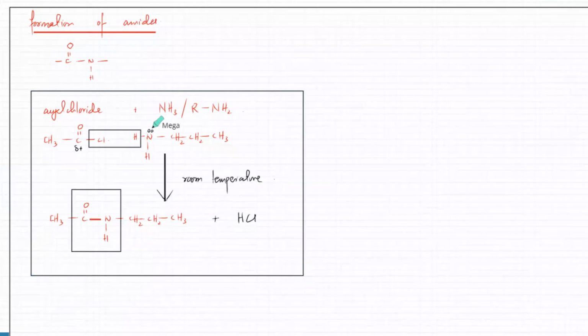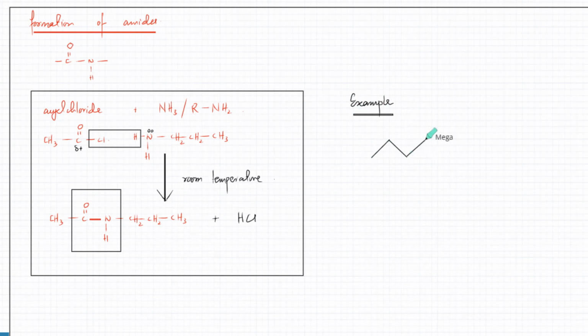So I'm just going to do a couple of reactions using skeletal formulas as examples. So let's say I have a skeletal formula of a molecule, and that molecule has NH2 on both sides. So over here there is N with 2 H's, and over here on the other side I've got another N with 2 H's.